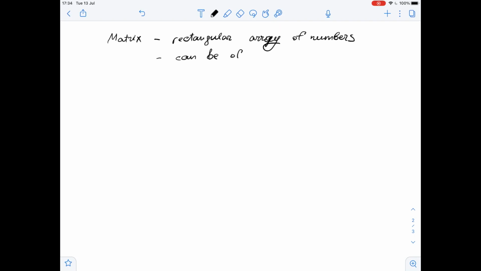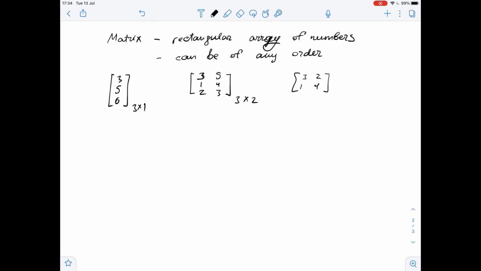So for example, these are matrices: 3, 5, 6. This is a 3 by 1 matrix. Then 3, 1, 2, 5, 4, 3. This is a 3 by 2 matrix, and 3, 2, 1, 4, a 2 by 2 matrix. So all of these are rectangular arrays of numbers. They are not just scalar numbers.